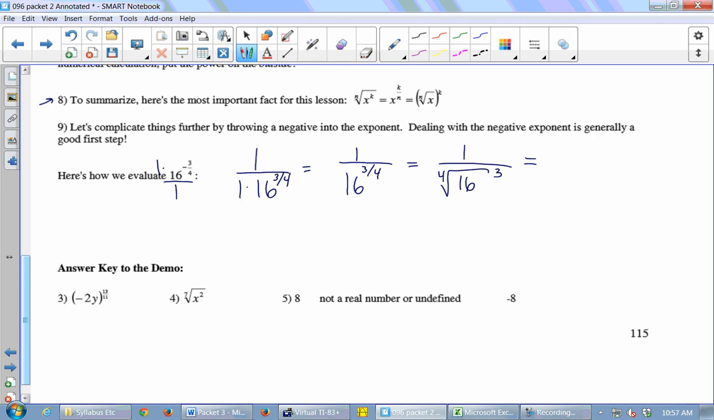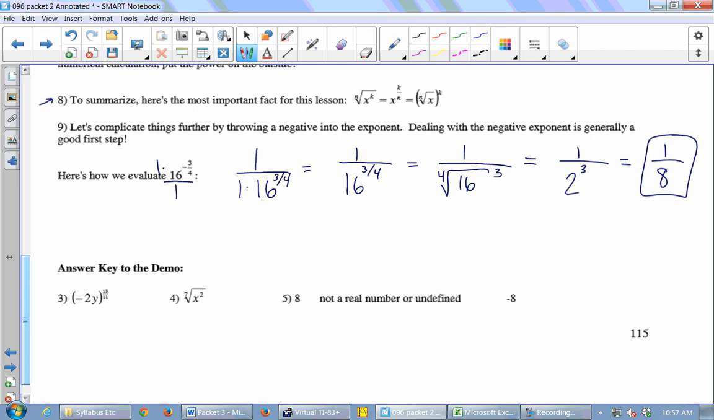2. 2 times 2 times 2 times 2 gives you 16. So the 4th root of 16 is 2, so I'm going to replace the 4th root of 16 with a 2. Still have to cube it. What's 2 cubed? 8. 1 over 8.